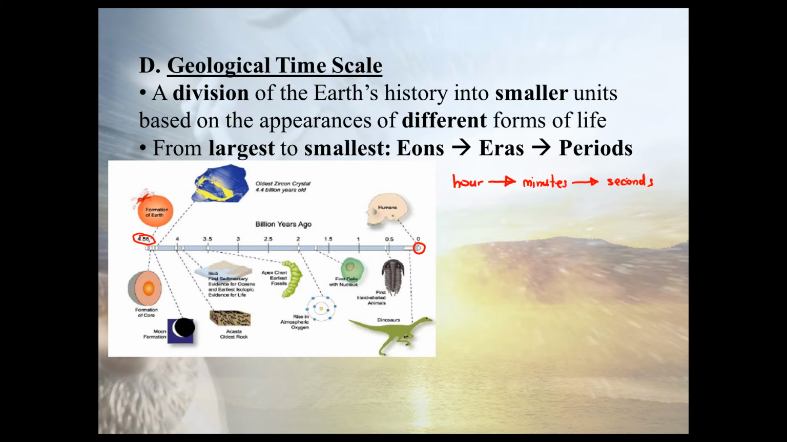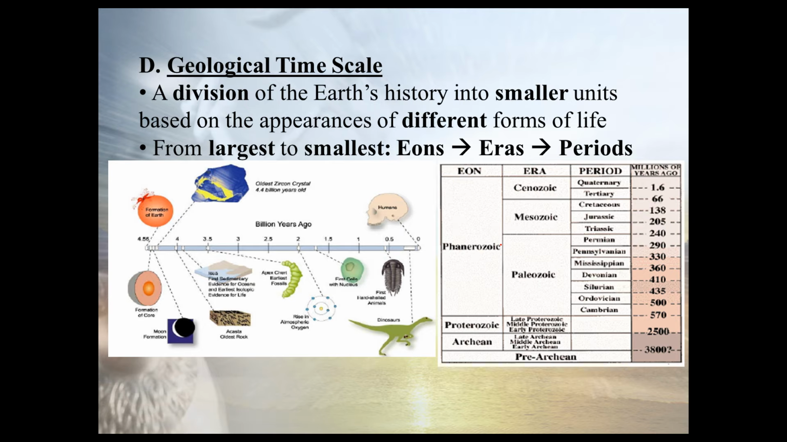Now, for the geological timescale of the Earth, we're dealing with about 4.6 billion years, so we need much, much larger time units. That's why we use these units referred to as an aeon, an era, and a period. Okay, let's look at this in a bit more detail. An aeon will be the largest period of time.